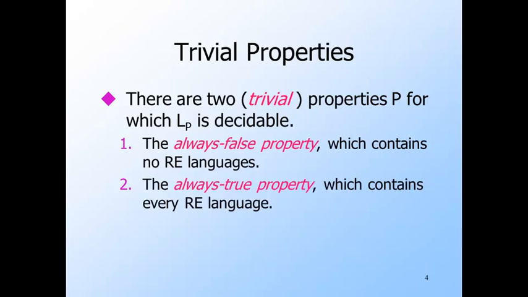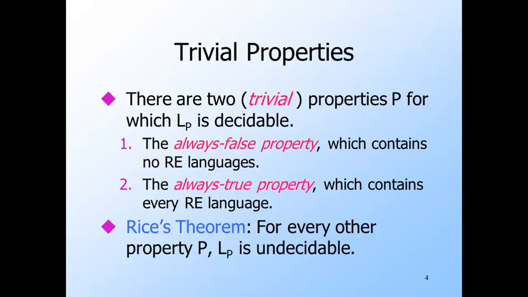The second trivial property is the always true property. We could express the property as "is a recursively enumerable language." The algorithm for this property is to ignore the input and say yes. And Rice's theorem says, for every property P except the two trivial ones, L sub P is undecidable.